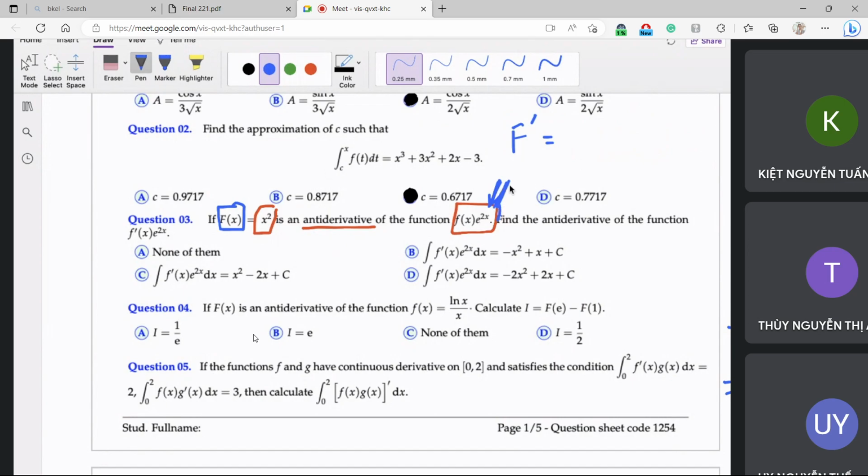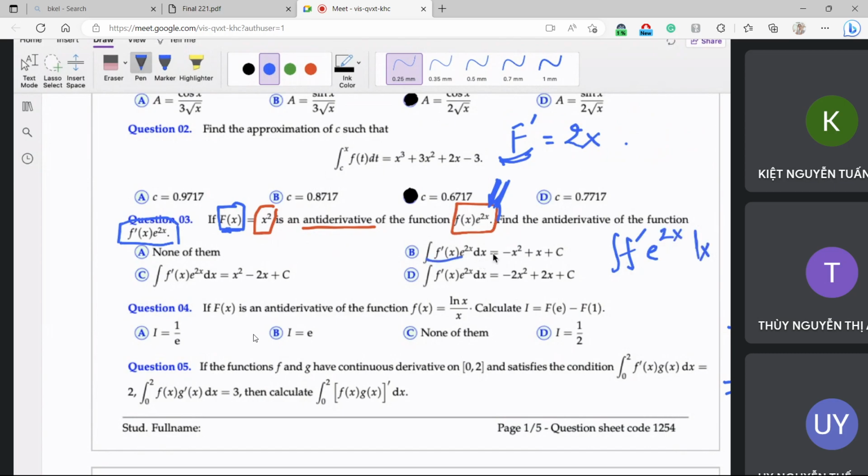It equals the derivative. And what is the derivative of the capital F? Yes, it's 2x. That's it. Okay. Find the antiderivative of this function. So how can you find the antiderivative? You find the integral of f prime times e to 2x dx.